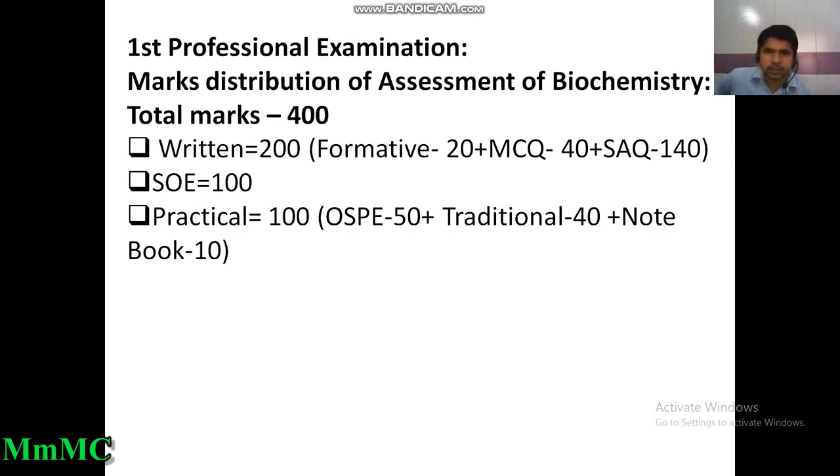Vitamin and minerals. This is very important. In vitamins, first define and classify vitamin. Name the vitamin B complex or water soluble vitamin with their active coenzyme forms. In your oral exam, the examiner wants to know, okay, what are the antioxidant vitamins? Write down their function and their role in health and disease.